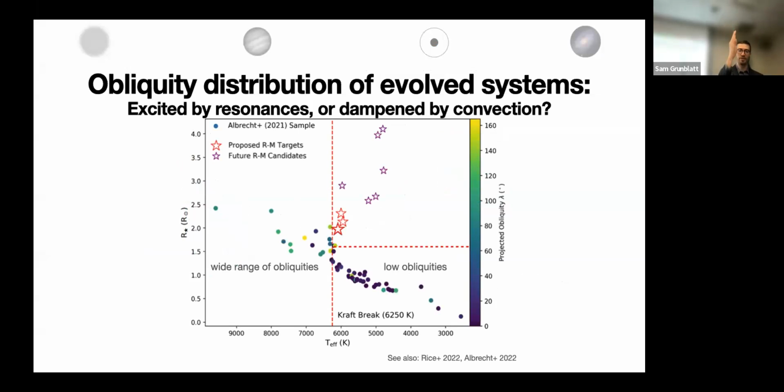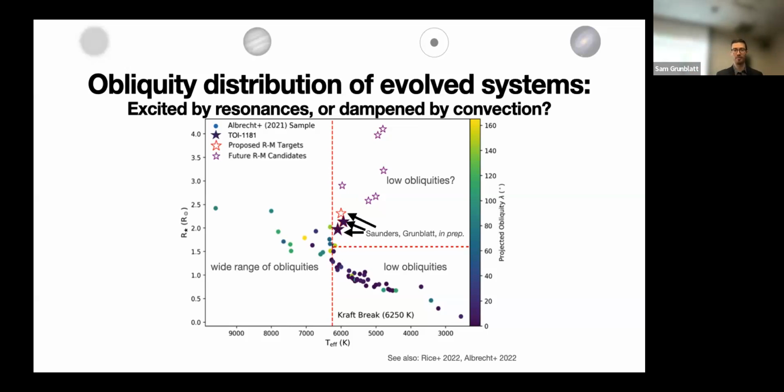Basically, the main thing here is the red vertical line. To the right of that line, the vast majority of planetary systems seem to be well aligned, whereas to the left of that line, the obliquities are kind of all over the place. Now we want to look at the systems that used to be on the left side of the line and are now on the right side of the line. Those are the red stars that we've targeted here.